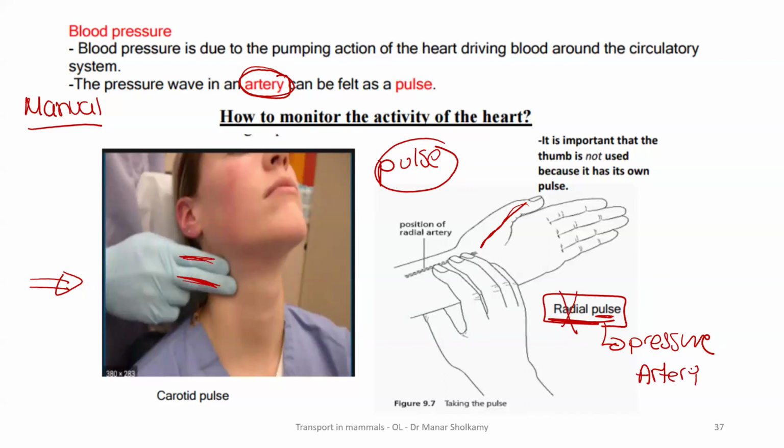I will use my fingers because I'm not in a hospital. Either below the thumb, this is called the radial pulse, or here in this part of your neck, just below the angle of the mouth. This is called feeling the carotid pulse here, okay? And if I feel a pulse, then the person is alive because the pulse is the reflection of the heartbeat.